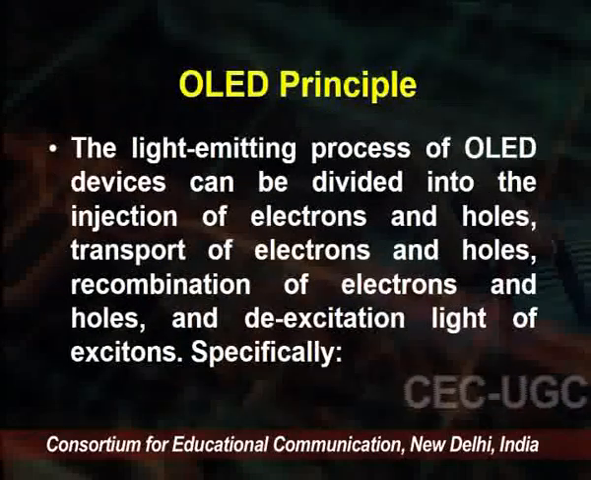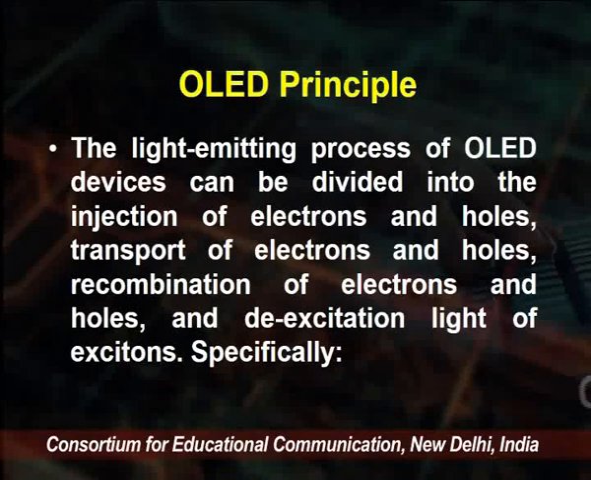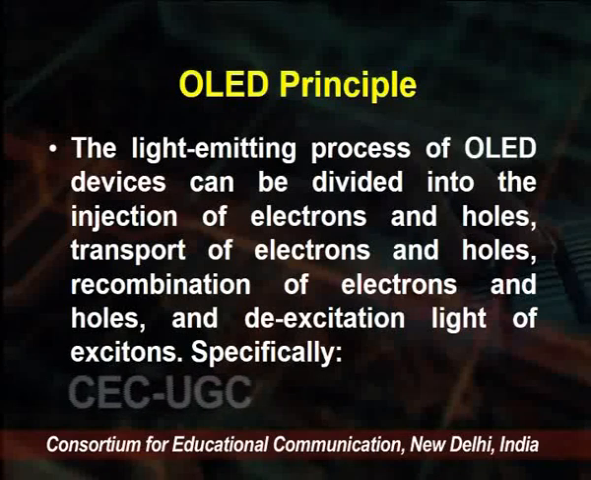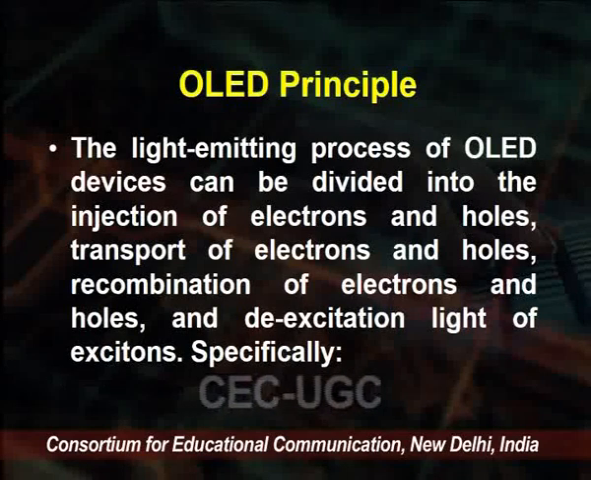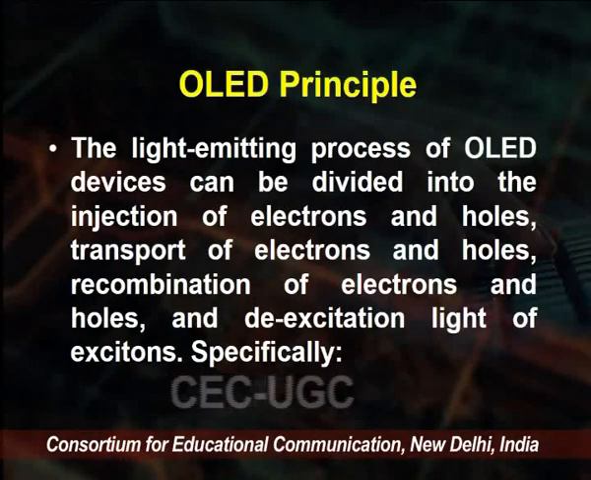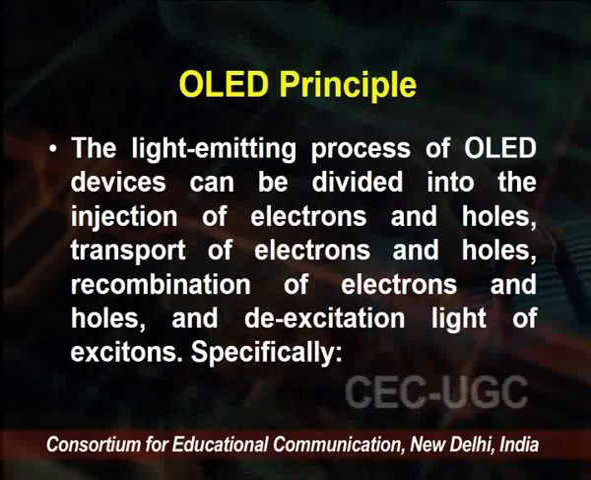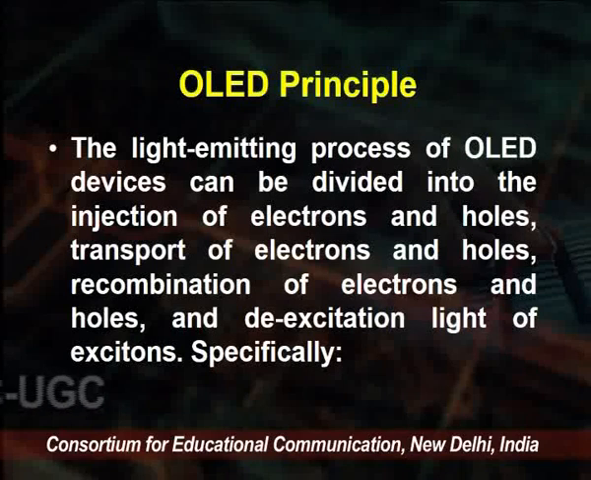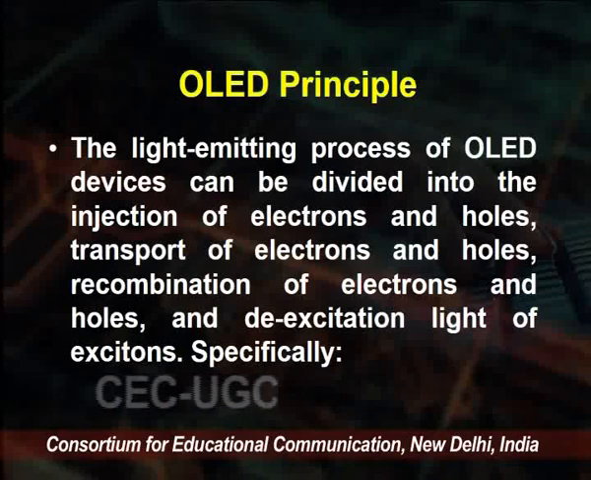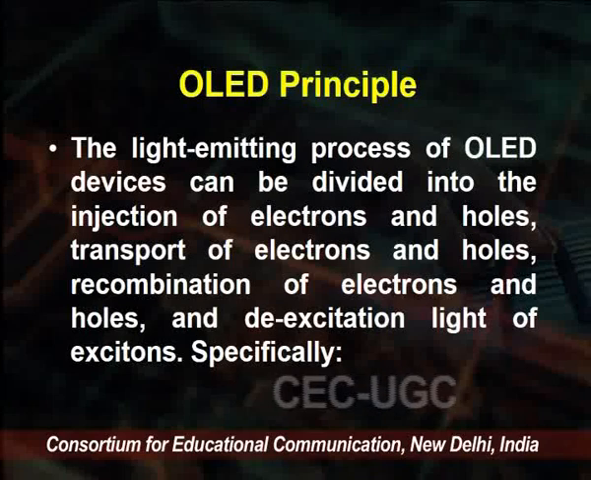What is the principle behind the OLED? The basic principle of the light emitting process of OLED devices can be divided into four steps: the injection of the electrons and holes, the transport of the electrons and holes, third is the recombination of the electrons and holes, and the fourth one is the de-excitation light of the excitons.